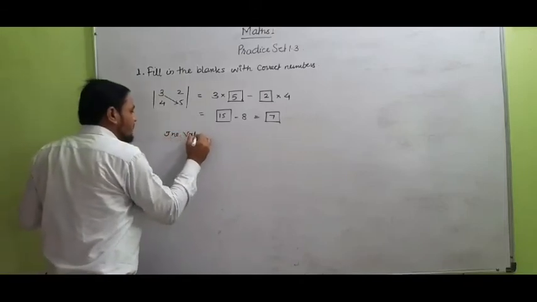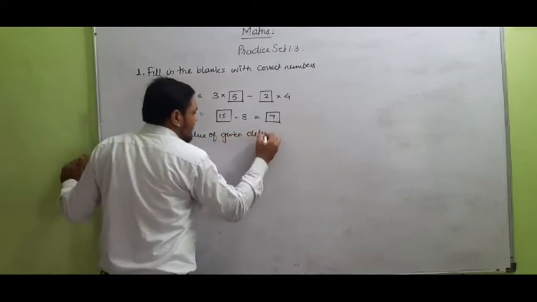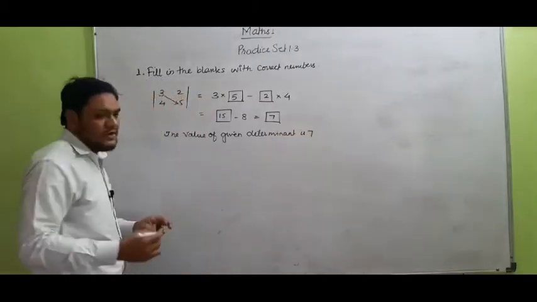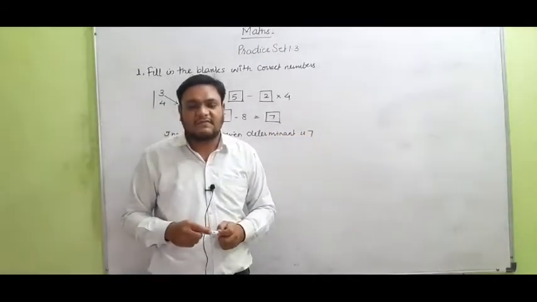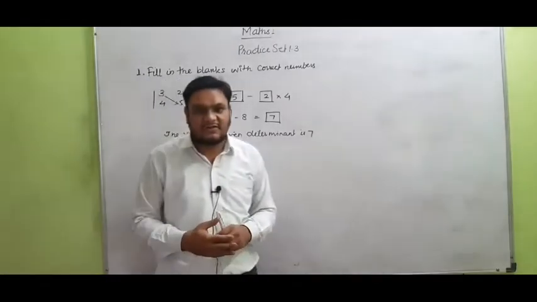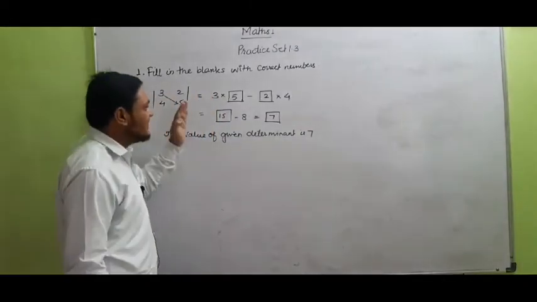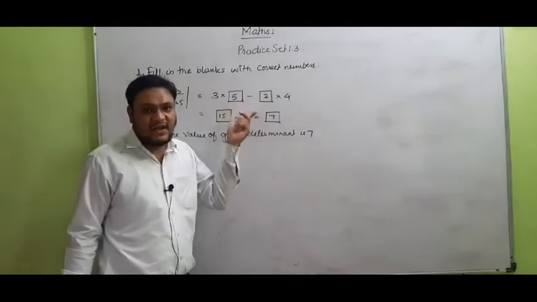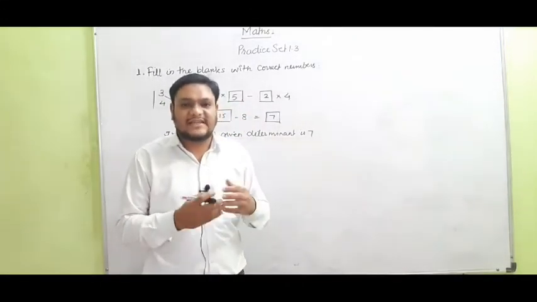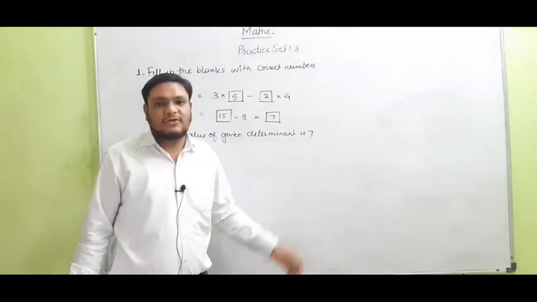The value of the given determinant is 7. So students, you have seen that in this way we can find the values of determinants. This type of question may be asked in the examination for 1 mark. You have to keep in mind how to solve the determinant. You have to see the sign which is given here, solve the multiplication properly, give the signs properly, and find the value of the determinant.